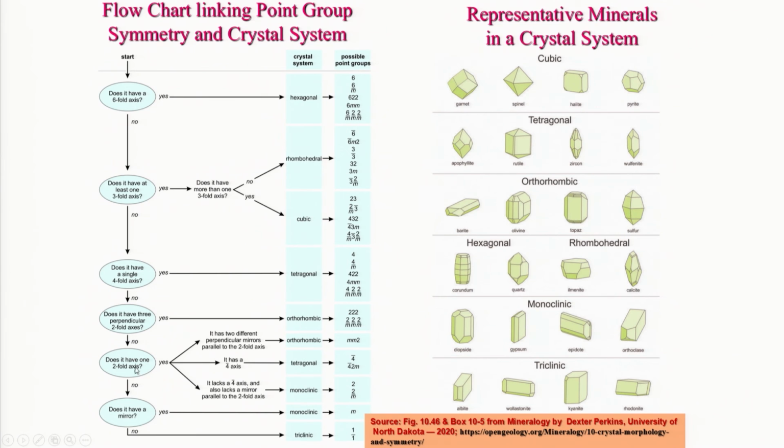And does it have a mirror? If it has a mirror, then we have the monoclinic crystal system m, and if it does not have a mirror, then you have the triclinic crystal system, and we have 1 and bar 1.